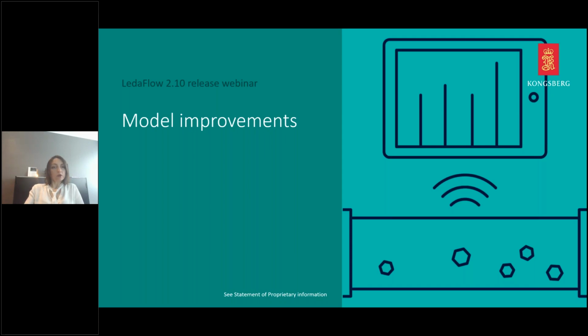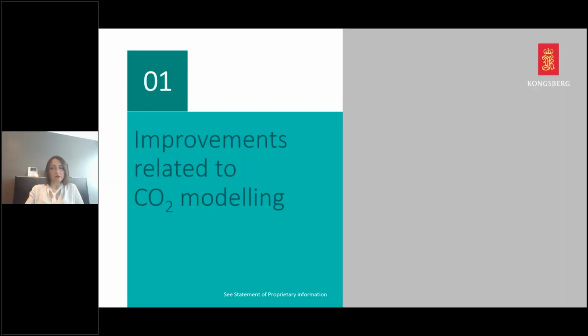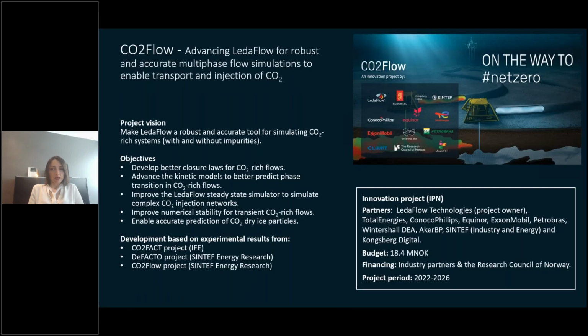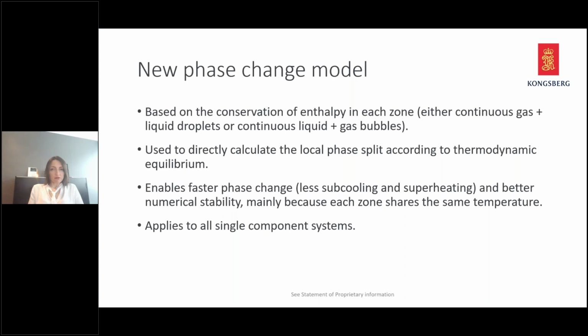So let's start with the model improvements and the improvements related to CO2 modeling. The reason why we are focusing on this is that LedaFlow is involved in a project called CO2 Flow, which has the ambition to overcome some of the gaps that were identified through a previous project called CO2 Fact. And one of the conclusions from the CO2 Fact project was that the phase change was too slow. So in LedaFlow 2.10, we have introduced a new phase change model.